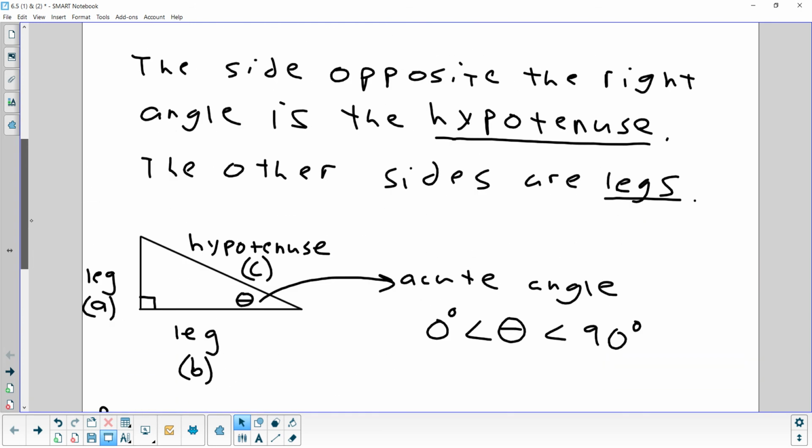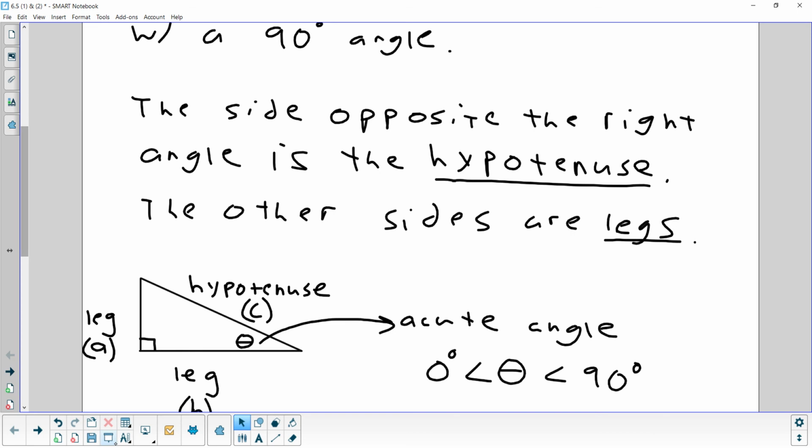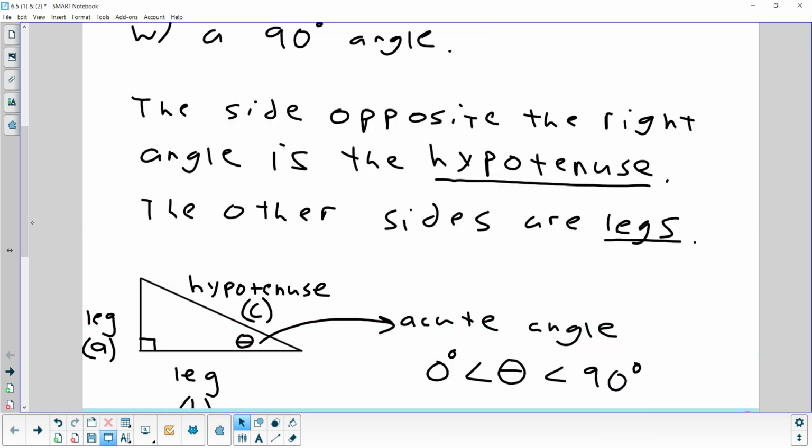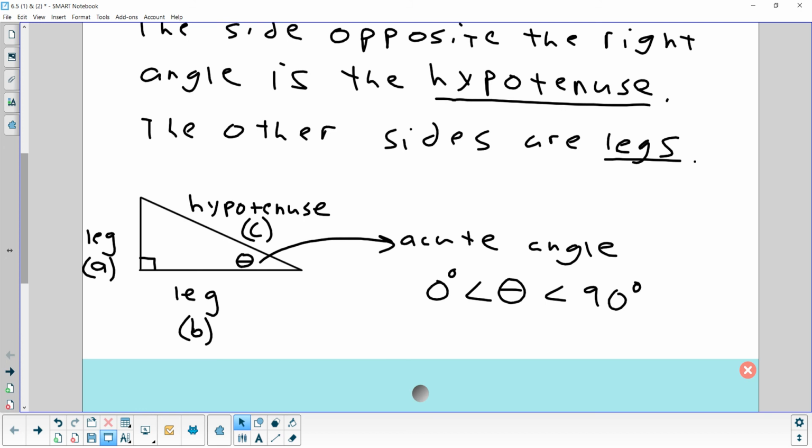Okay, here's a diagram just kind of showing everything we just said. Generally, the letters that we use to represent the sides are A, B, and C. A and B are the two legs, and C is the hypotenuse. Remember that because you have a right angle, the other two angles have to be acute.